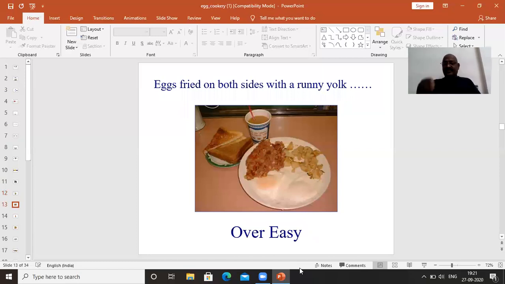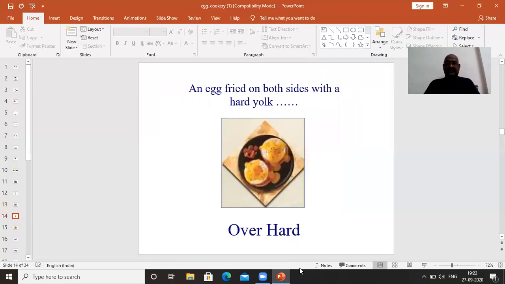Over easy. So when you're frying the egg, it is gently turned over. Turnover means when you flip the egg and turn it on both sides, the egg yolk will be covered with egg white. That is known as over easy. All this fried egg, basted egg, sunny side egg, and over easy, everything is going to be utilized in the breakfast preparation.